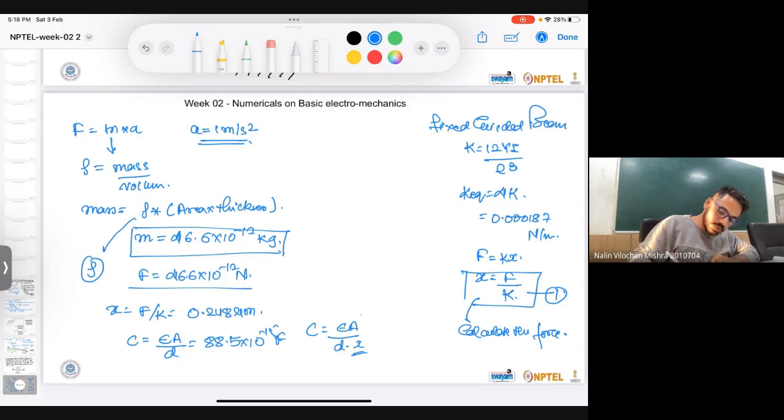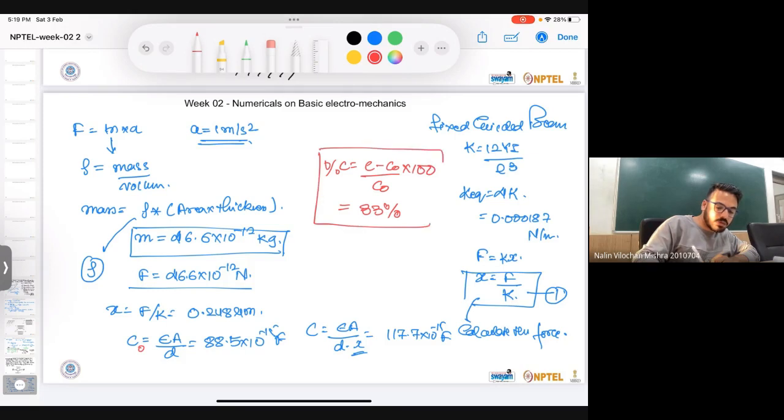This value is coming out to be 117.7 into 10 power minus 15 farad. So finally, the change in capacitance percentage is basically C minus C naught by C naught. This is C naught, this is C, and this value is 33%. The answer.